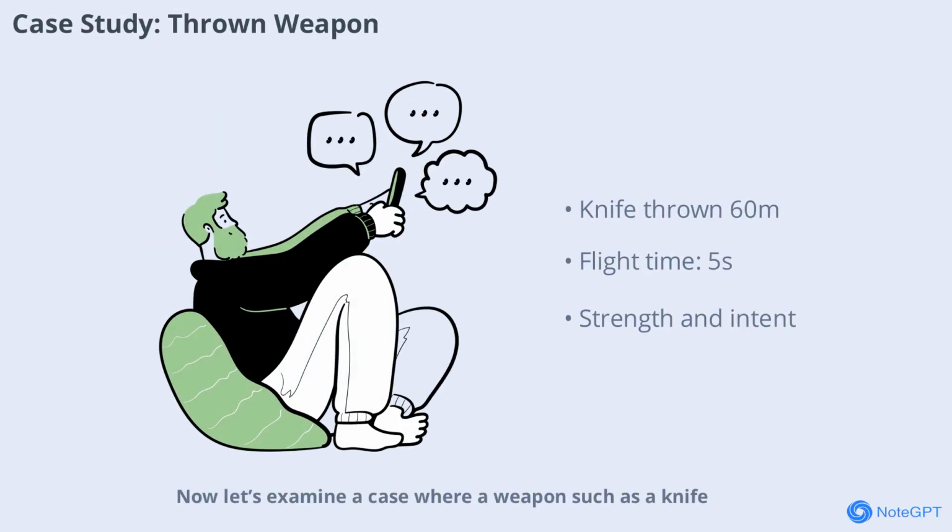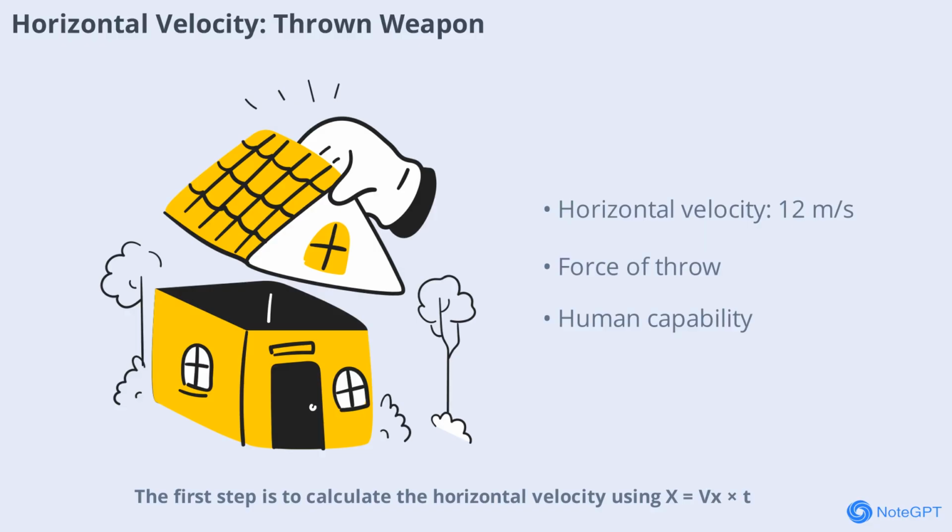Now, let's examine a case where a weapon, such as a knife, is thrown during an assault. The weapon is thrown from ground level and lands 60 meters away after 5 seconds. By analyzing both the horizontal and vertical components, investigators can determine the strength and intent behind the throw, which is critical for legal outcomes. The first step is to calculate the horizontal velocity using x equals v_x times t with a distance of 60 meters and a time of 5 seconds.